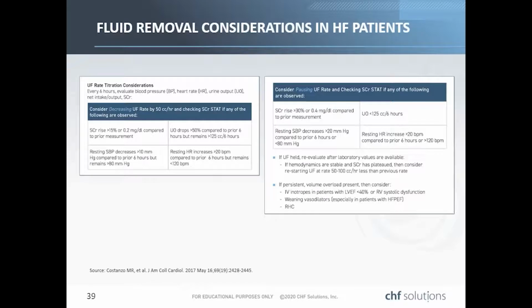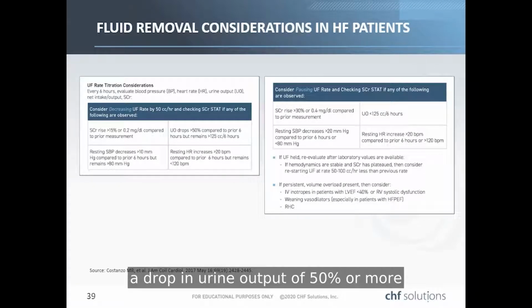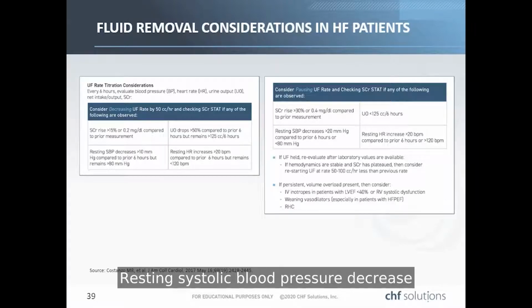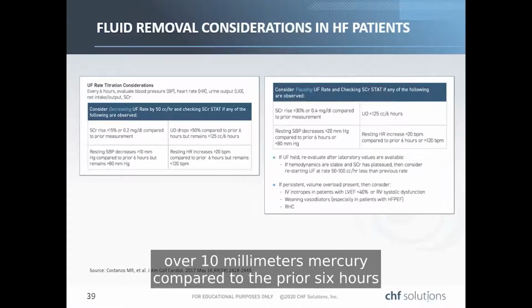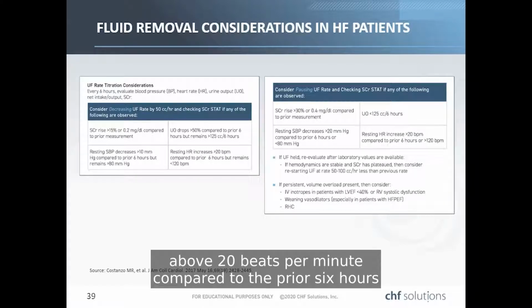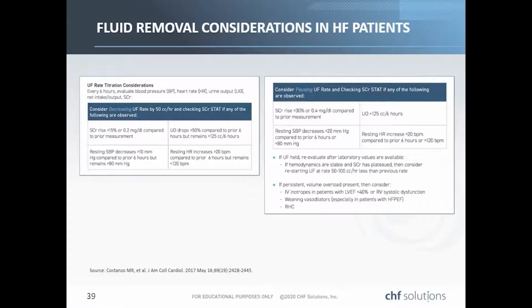15% or 0.2 compared to prior measurement, a drop in urine output of 50% or more compared to the prior 6 hours, but still greater than 125 cc's in a 6-hour period, resting systolic blood pressure decrease over 10 millimeters mercury compared to the prior 6 hours, but still above 80, or a resting heart rate increase above 20 beats per minute compared to the prior 6 hours, but still below 120.